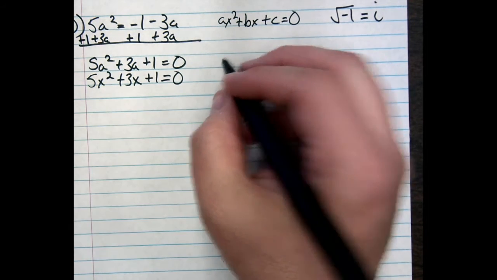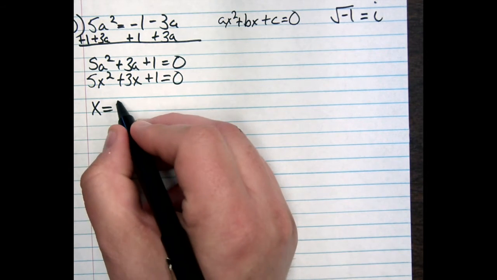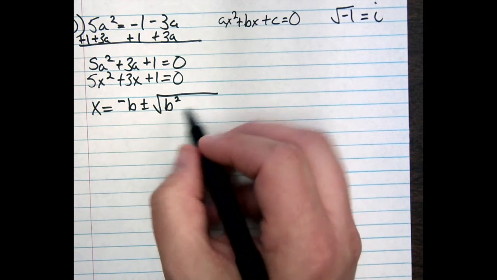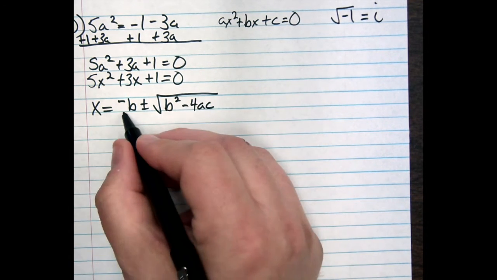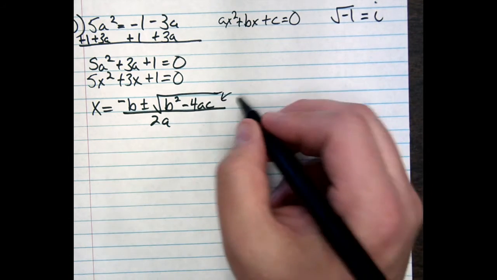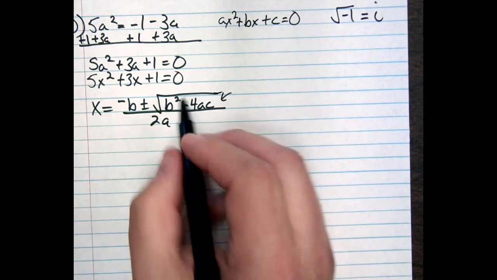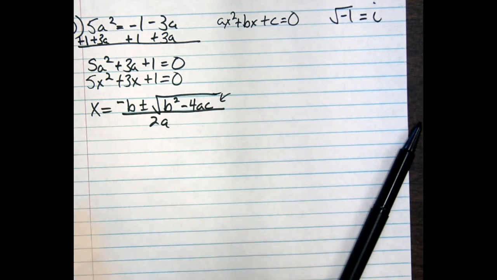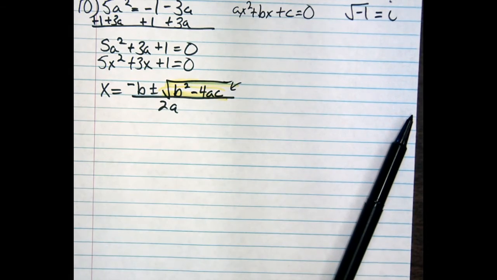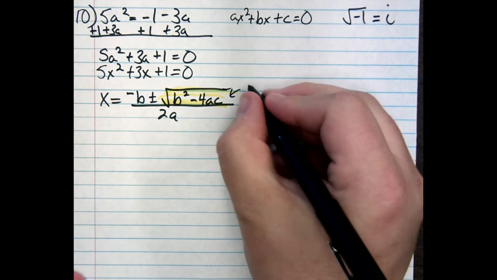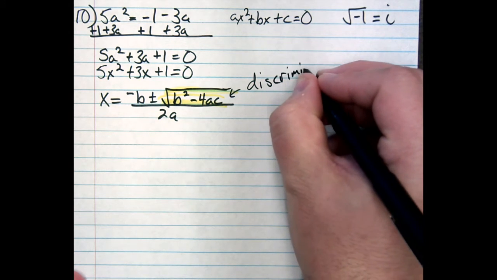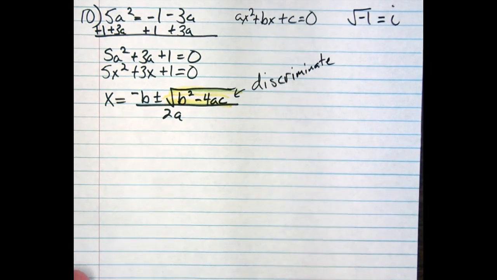So remember, to solve this thing, I'm going to need to know that x will be equal to negative b plus or minus the square root of b squared minus 4ac all over 2a. Now remember, when we go to take the square root, we might have a negative number here. This square root part of the quadratic formula, we have a fancy name for that. We call that the discriminant. So the discriminant is kind of an important thing.